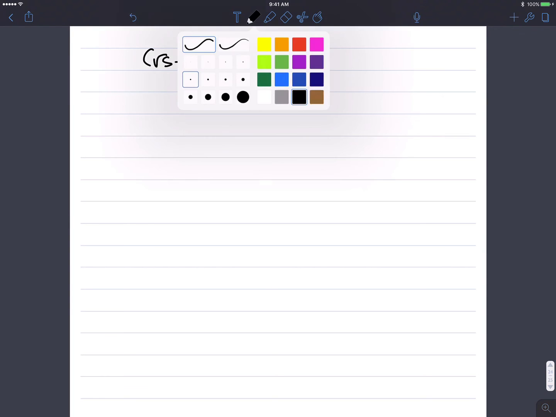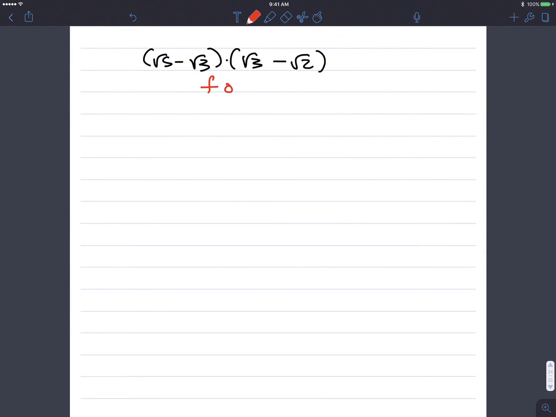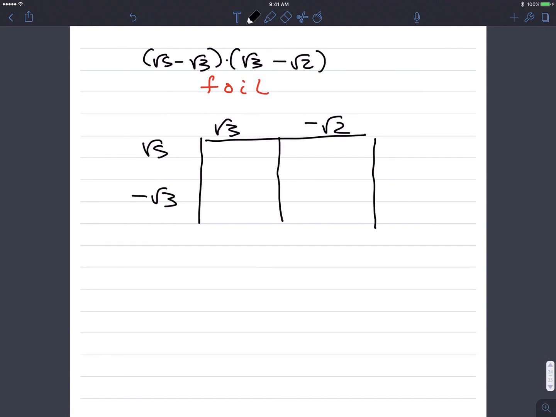We're going to have to use FOIL. So let's get out the FOIL box. The square root of 5 minus square root of 3, times the square root of 3 minus square root of 2. Square root of 5 times square root of 3 is square root of 15. The square root of 5 times minus square root of 2 is minus square root of 10. Minus square root of 3 times square root of 3 is minus 3. And minus square root of 3 times minus square root of 2 is plus square root of 6.